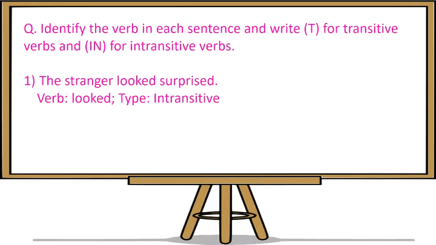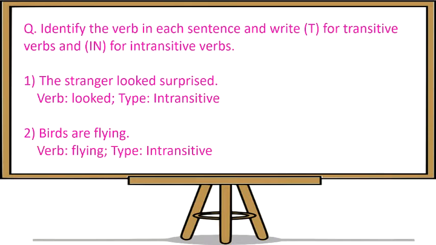Okay. Next we have birds are flying. Now again in this sentence, dear children, the word birds is the subject of the sentence. Flying is your verb and this is an, yes, intransitive verb because there is no object. Okay? I'm sure you have understood.